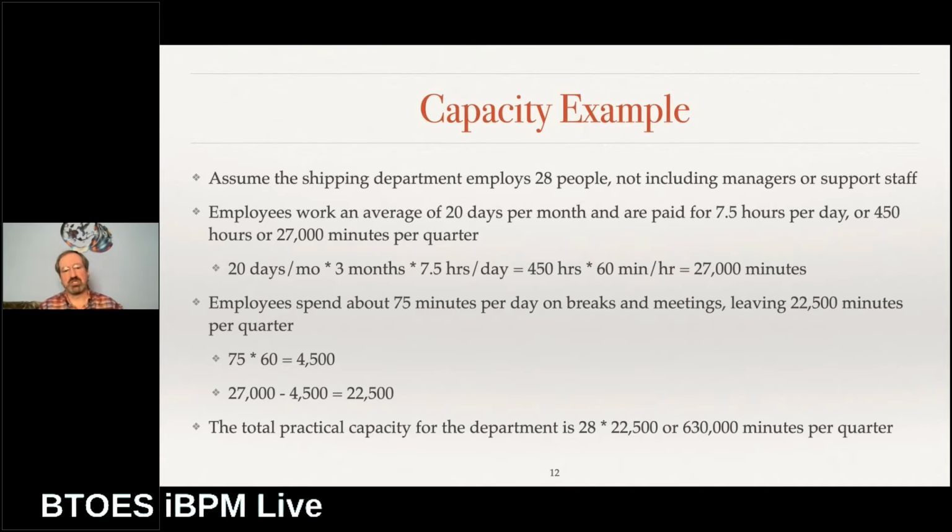So we're going to assume a shipping department that employs 28 people, not including managers and support staff. These people are the ones that pick and pack and load the trucks. They work an average of 20 days per month and are paid 7.5 hours or 27,000 minutes per quarter. Each person then spends 75 minutes per day on breaks and meetings on average, leaving 22,500 minutes per quarter. Times 28 people, the department has a capacity of 630,000 minutes per quarter.